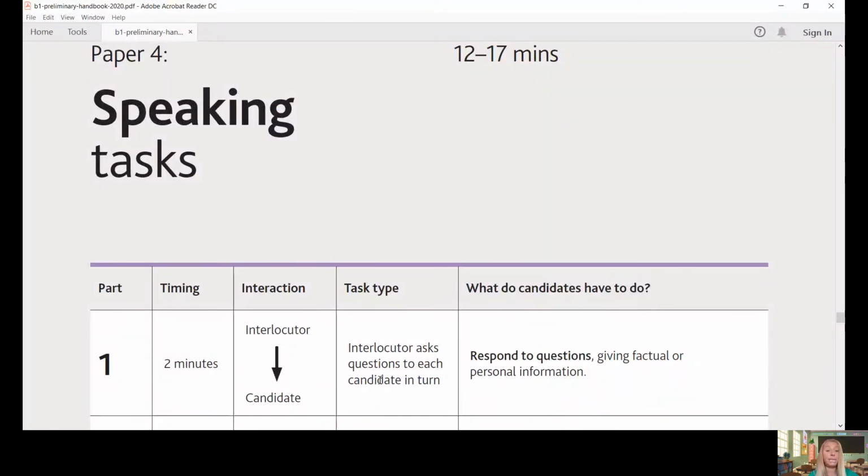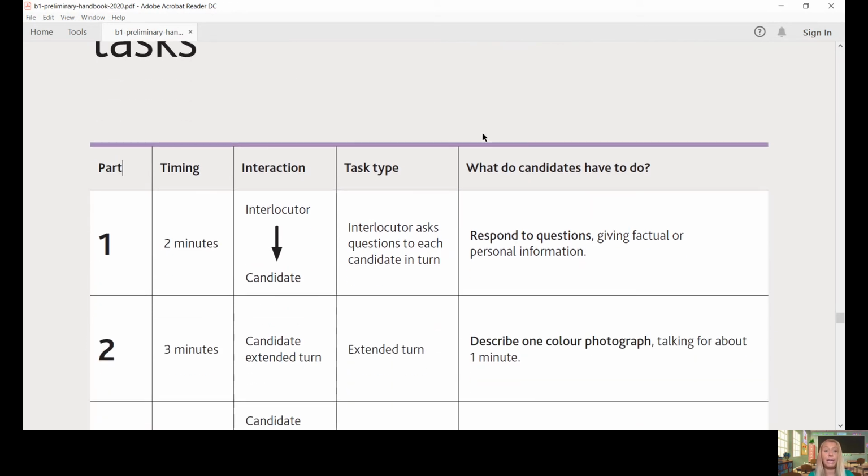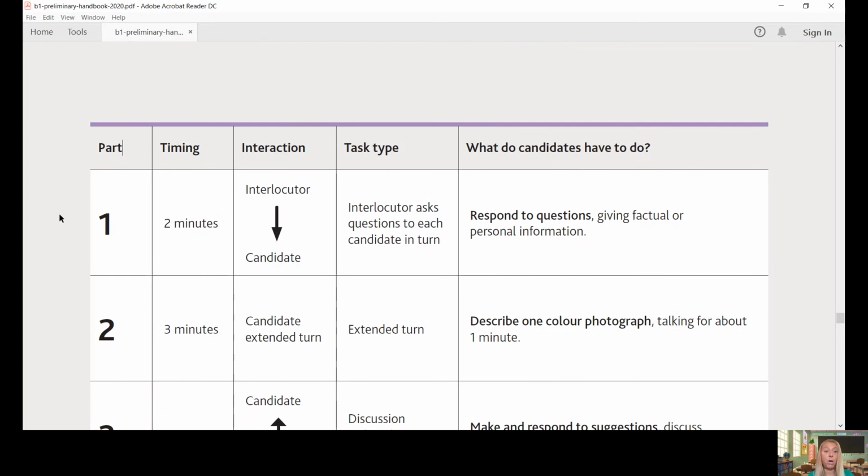Here we are, paper 4, speaking tasks. So you will see here the timing, which is 12 to 17 minutes. That's a standard test. And let's look how many parts there are. There is a part 1, which is only 2 minutes, and the interaction is between the interlocutor and the candidate. So it's you and the interlocutor. The task type is the interlocutor asks questions to each candidate in turn. So really quite simple, nothing difficult, just some questions about you. We will see some examples in a minute.